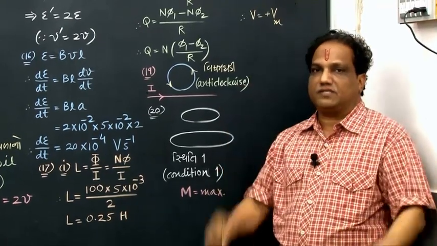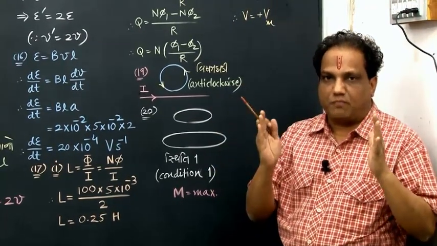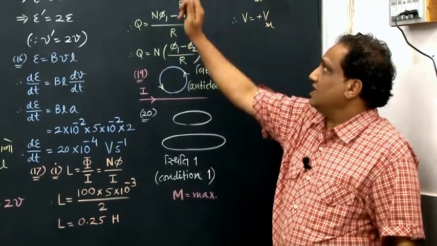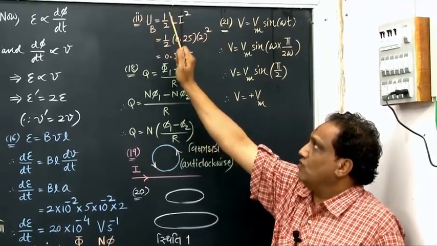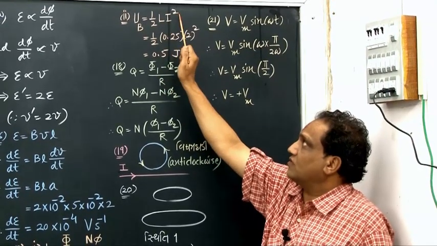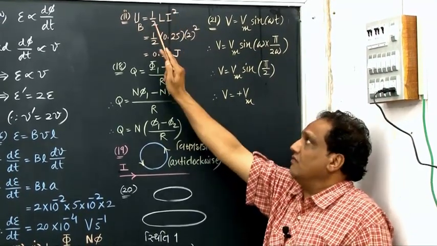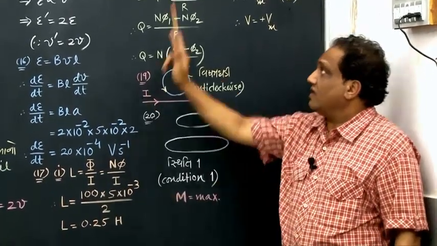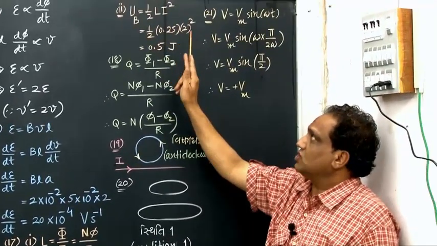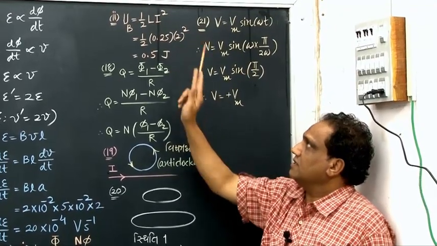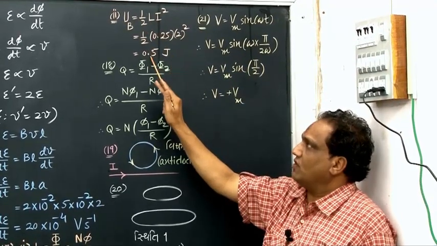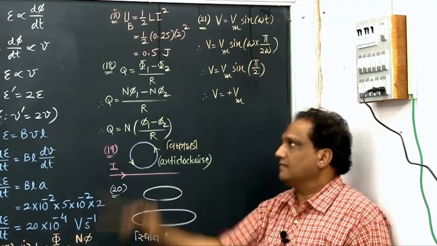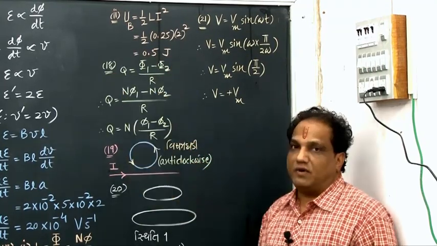And now they have asked for the magnetostatic potential energy stored in the inductor. Its formula is UB equals 1 by 2 L i square, correct? 1 by 2 as it is. What about L? We have found 0.25 Henry. Current is 2 ampere, its square. Simplify, the answer is 0.5. The unit of energy is joule, correct? Go for reading number 18.